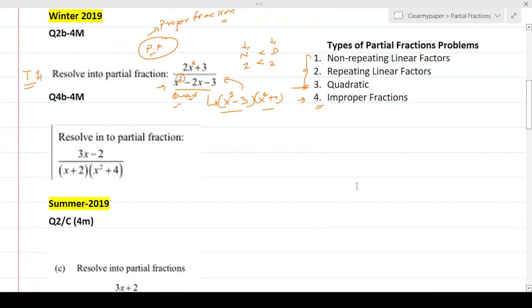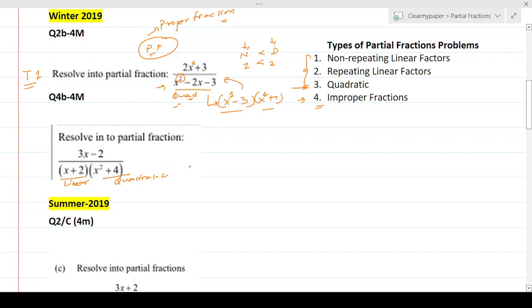So next problem, if you see the denominator, it's in the same paper. We have to just focus on the denominator because that's where this type categorization comes into play. So there are 2 factors. This factor is linear in nature. This factor is quadratic, just like the example above. But in this case, we were able to factorize this into 2 linear factors.